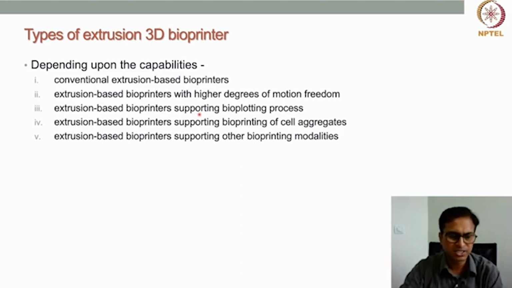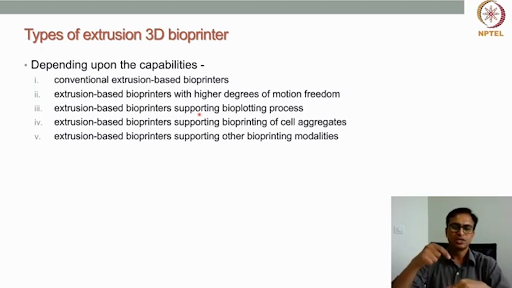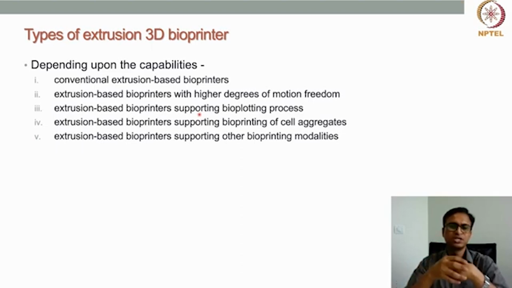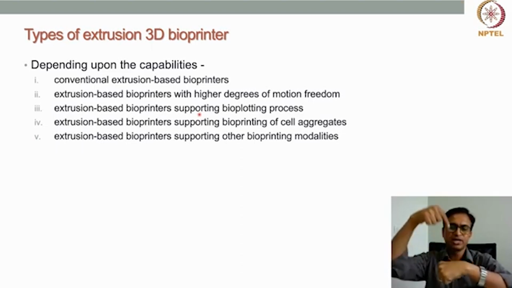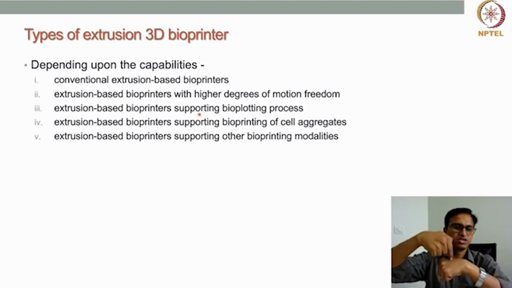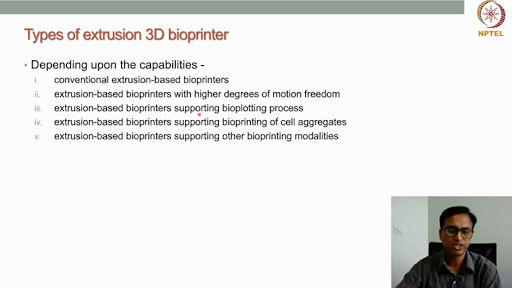Nowadays this kind of system is available, and that is very good, because in certain cases the geometry is such that we cannot print directly like this. We cannot approach it directly, so the printhead or the nozzle can be bent, and then it can be printed. That kind of possibility is there now with high-end extrusion-based bioprinters.